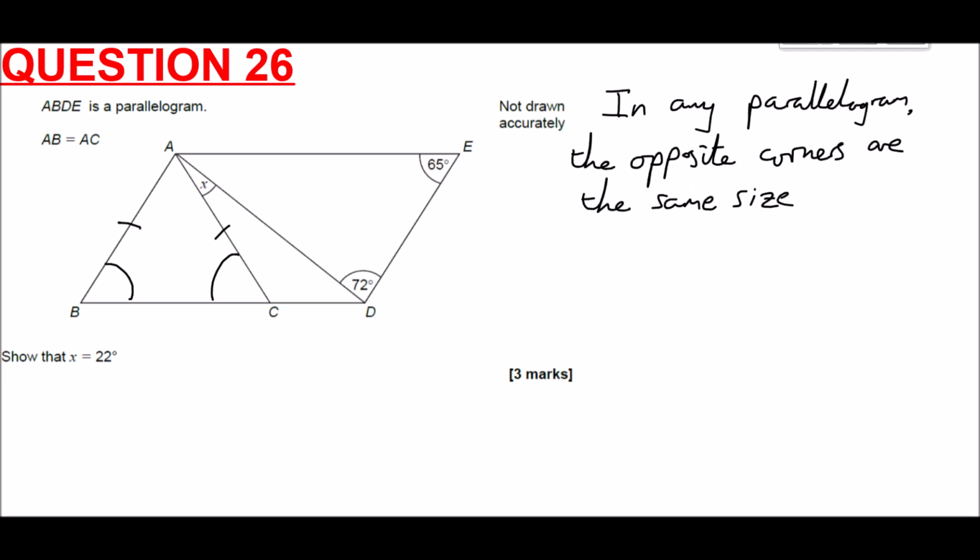And so that fact here is going to help us because we know that the angle at E is 65 because we've been told it. So if E is 65, the corner opposite E will also be 65. Opposite to E is B, and so we know this one's 65 degrees. And also, because we just said that triangle ABC is going to be isosceles, we know that the angle at C will also be the same. And so all three of these angles will be 65 degrees.